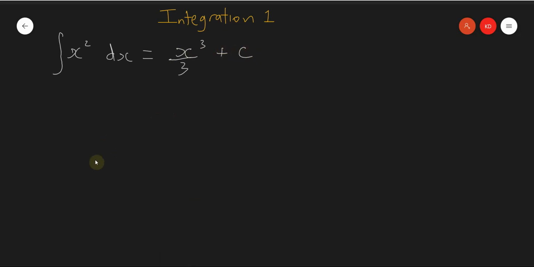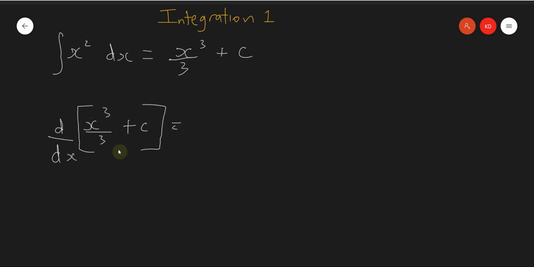Okay, so let me continue. If we differentiate, this is how we test if our integral, the result here is called the integral, was indeed correct. And we can put the c here. The c is a constant. As you know, when you differentiate a constant, that's 0, so it doesn't really matter.